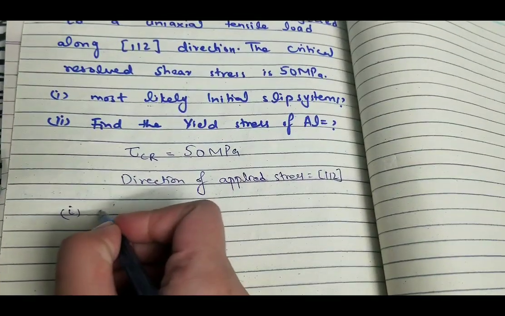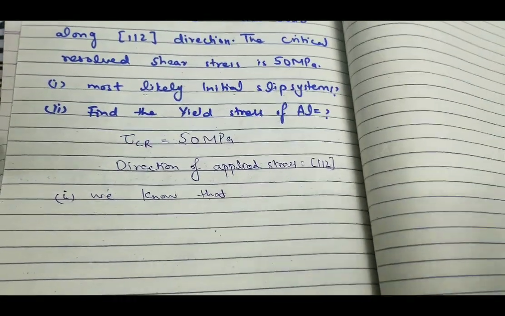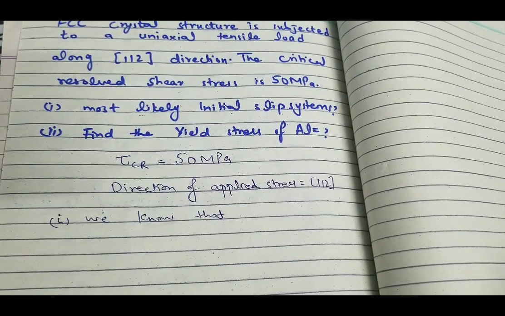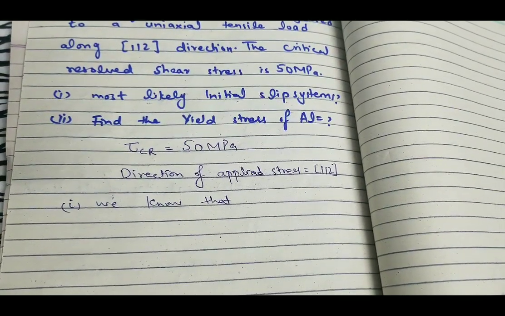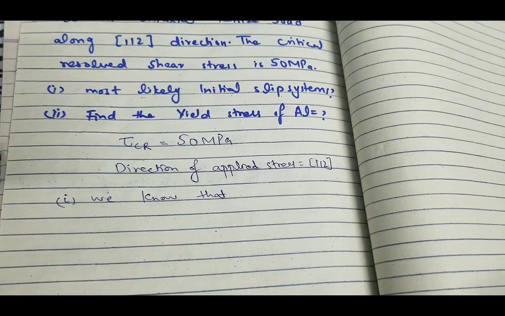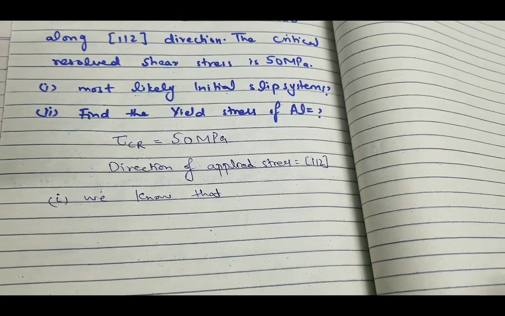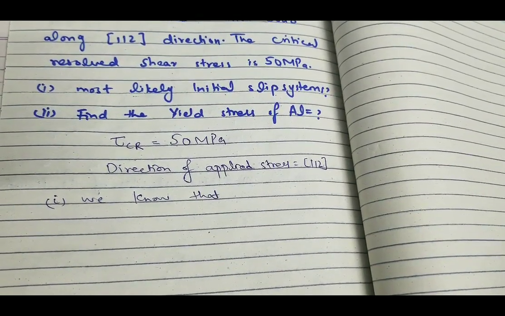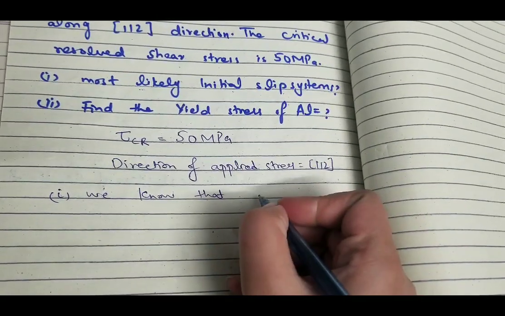In order to know which slip systems will be active, we need to find the critical normal stress, just as we did in our previous problem. The critical normal stress will help us find the most likely initial slip systems and also the yield stress.